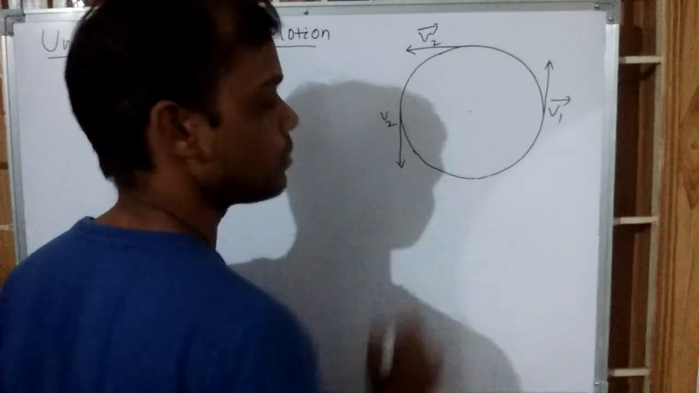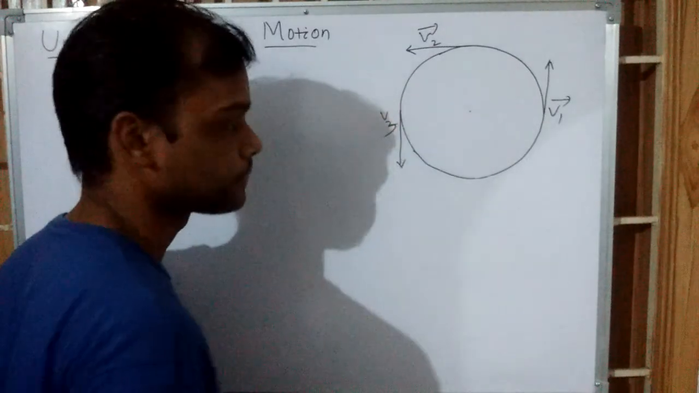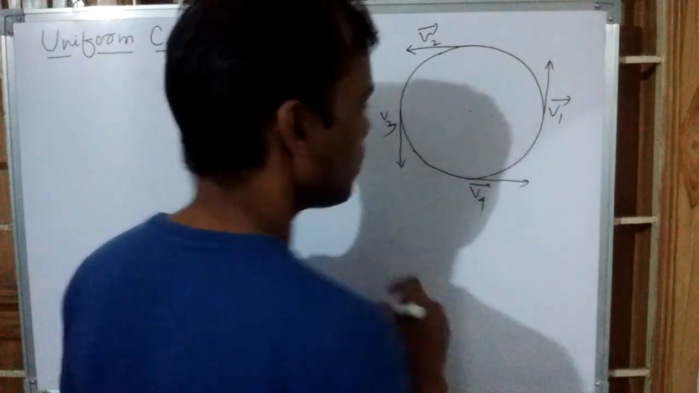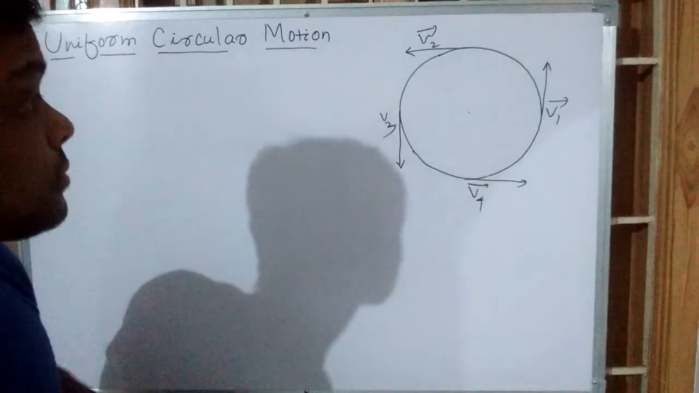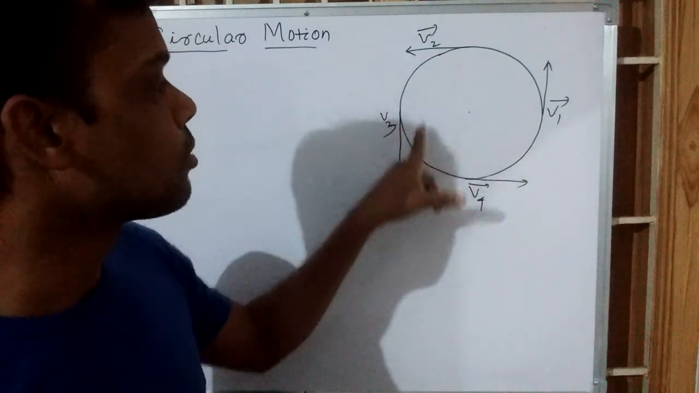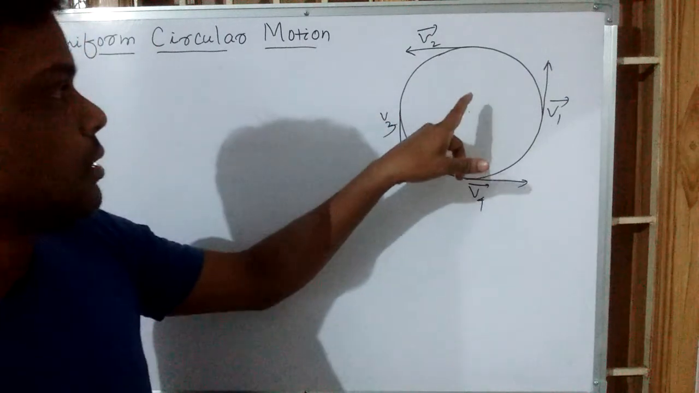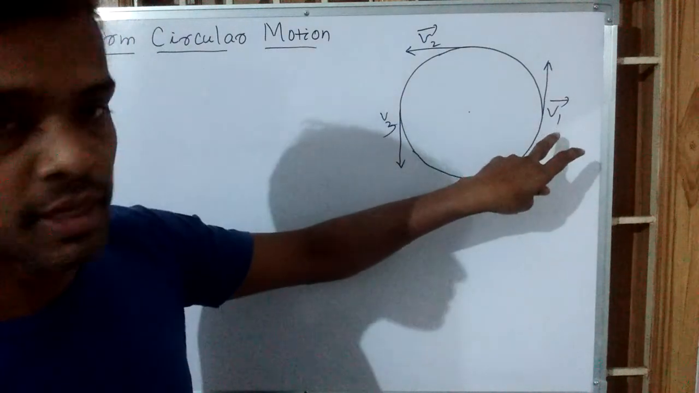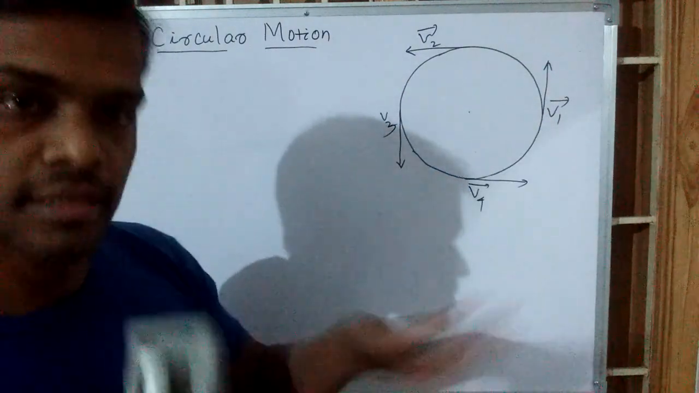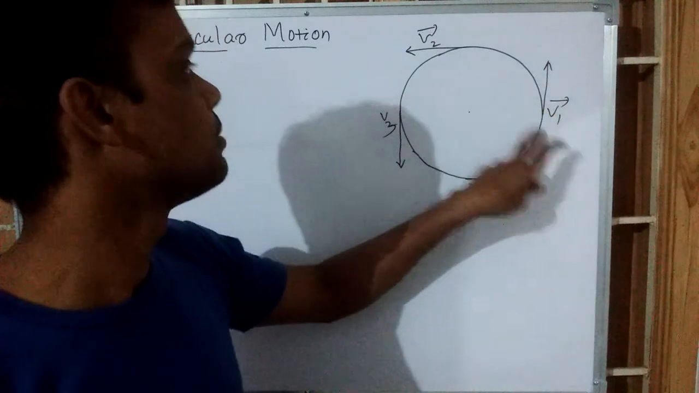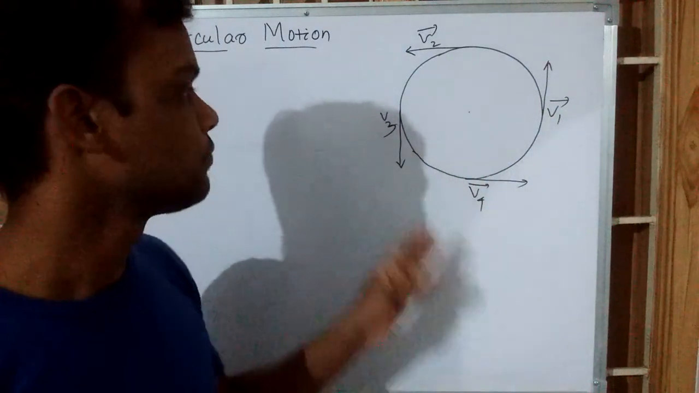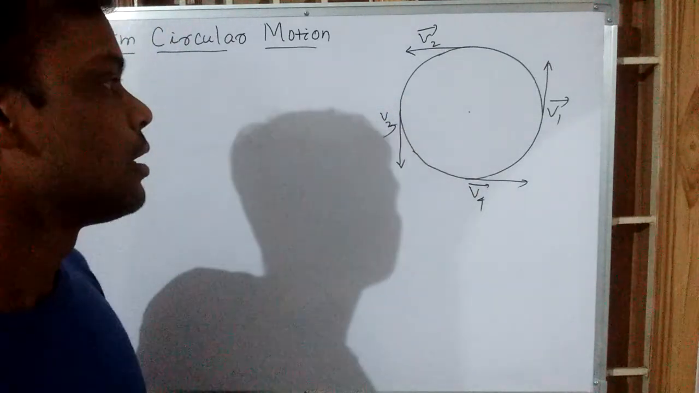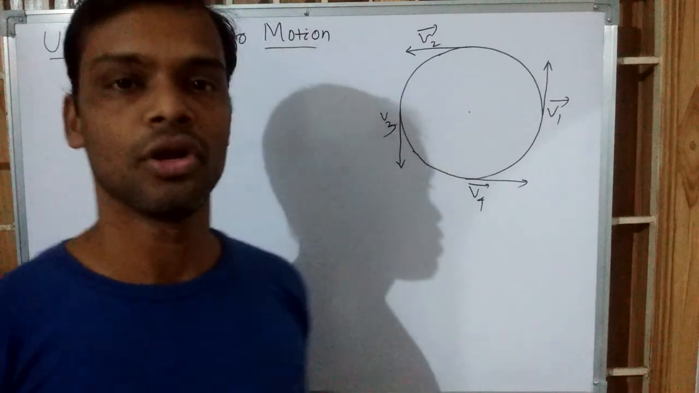This is v3 and this is v4. I have chosen 4 different points. If at all these points the magnitudes of these velocity vectors, that is v1, v2, v3, v4, are the same, then the motion is called uniform circular motion. Otherwise it will be non-uniform circular motion.